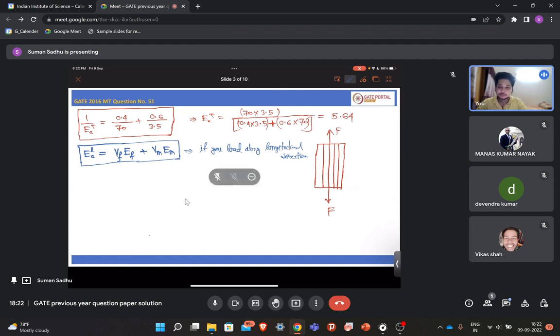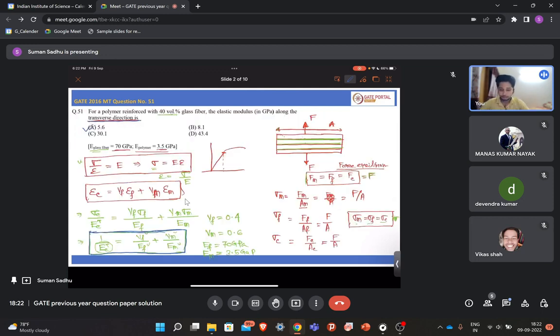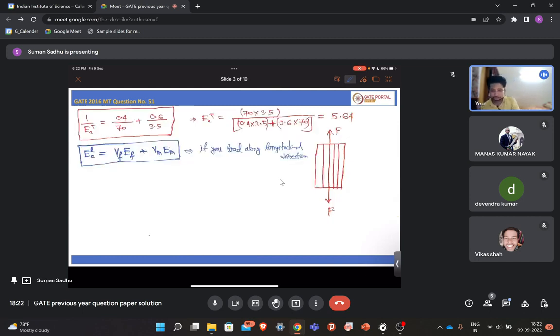So any type of question may come in GATE. In 2016 this question came where you had to calculate in the transverse direction. I think there is also a similar question in 2014. There they asked what will be the elastic modulus in the longitudinal direction. For that you have to use this formula, so you can note it down. Do you know how this formula comes? How can we derive this one? Anyone?